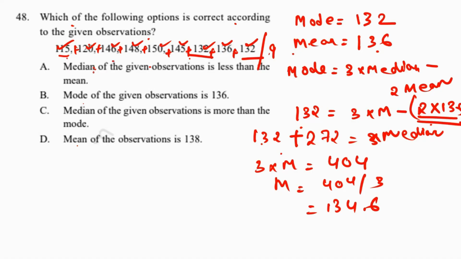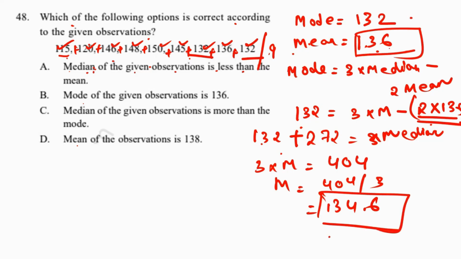Now we have all our observations: mean, median, and mode. Now let's look into the options. Median of the given observation is less than mean. Is the median less than the mean? Yes, sorry, the median is less than the mean over here. Mode of the given observation is 136, that's again false over here. Mean of the observation is 138, that's again not true. So the median of the given observation is less than the mean.